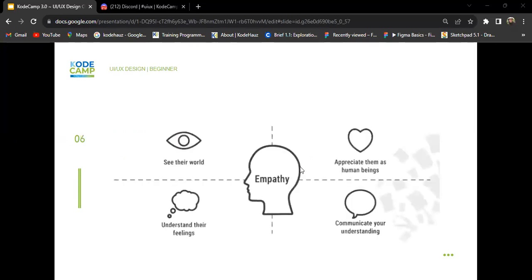So there's a diagram here which will actually help you to understand empathy more. When you try to empathize with people, you try to understand their perspective. You can see in this diagram, this is what empathy is all about. You're seeing their world, that's the user's world. You're appreciating them as human beings, understanding their feelings, and you communicate your understanding. All of this is what empathy entails.